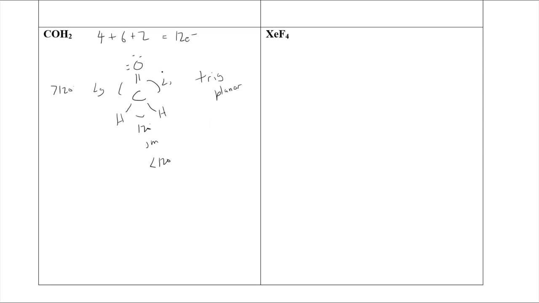So there you go. And if you think about polarity in this case, this is a polar bond where the oxygen is going to dominate because it's more electronegative, and so the dipole is in that direction.